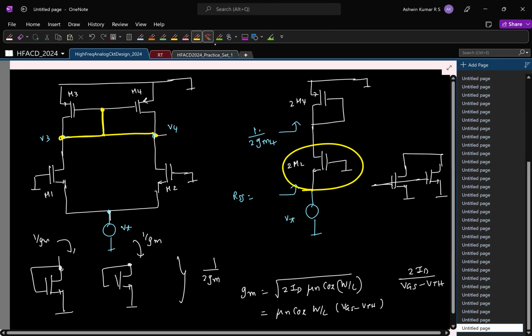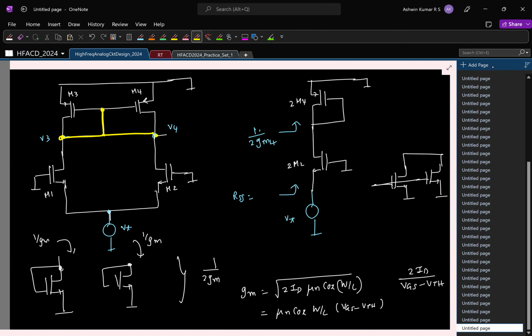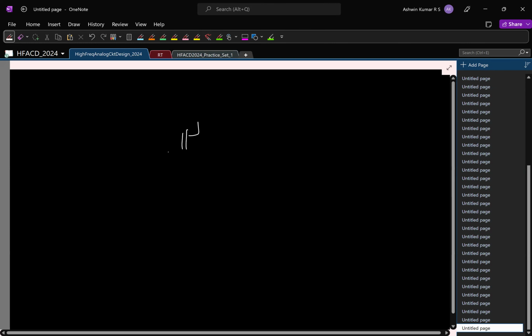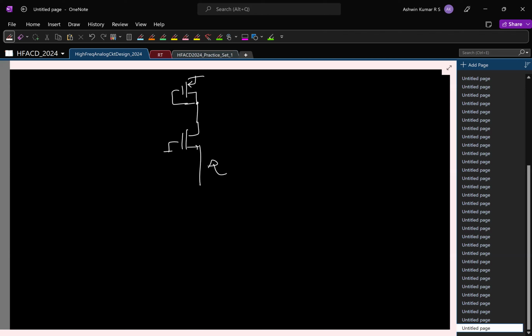Okay, let me take it to one more page. We have something like this. I am trying to find the resistance looking here, resistance looking into the source. So what is that? R1 plus R2? No.